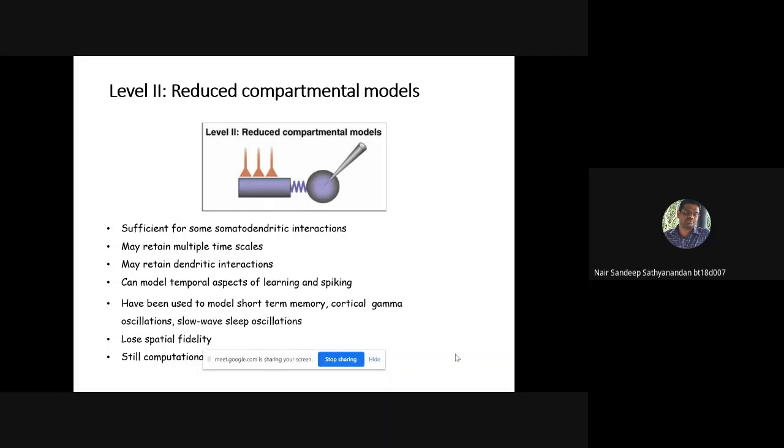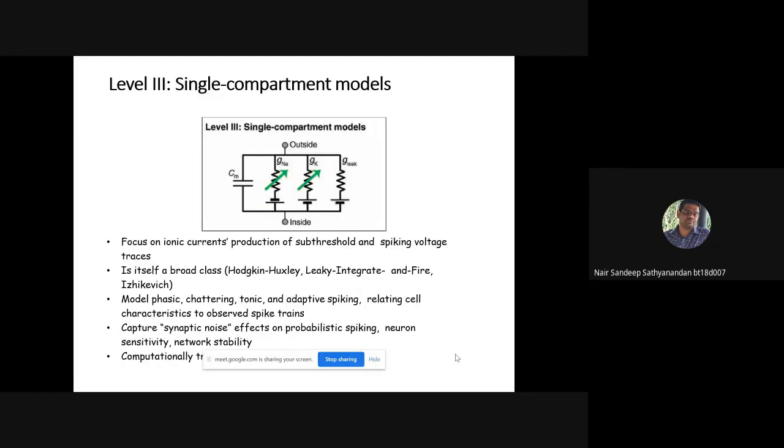It is used to model short-term memory and oscillations, slow wave sleep oscillations, etc. But it is still computationally complex, whereas the level 1 model was used to model a single neuron, this can model up to a network of 300 neurons. The next level is level 3, the single compartmental model. Here the main focus is on the ionic currents and the production of the voltage, that is the subthreshold and the spiking voltage traces.